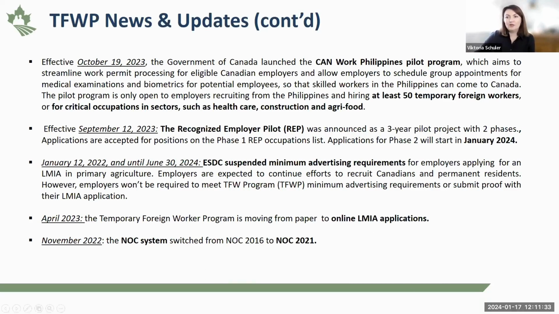And this is probably old news, but in case you haven't had a chance to explore it, the temporary foreign worker program has now moved to LMIA online applications. Employers must have an active Job Bank account to submit an LMIA. It's quite straightforward and easy to navigate. So I hope you're enjoying that instead of doing your paper applications. And news from 2022: the NOC system was changed from 2016 to 2021. Sometimes we're still using the old NOC codes, but most employers are now starting to use the new NOC codes introduced in 2021.